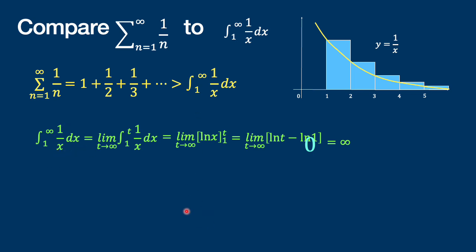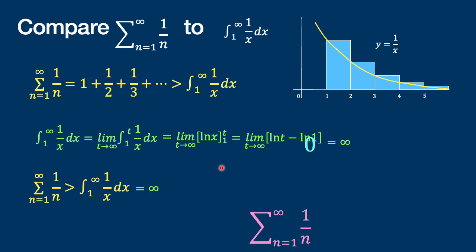So we compare the series and the improper integral right there. The value of the improper integral is infinity, which means it is divergent. The sum of the series is also greater than infinity, which means it diverges.